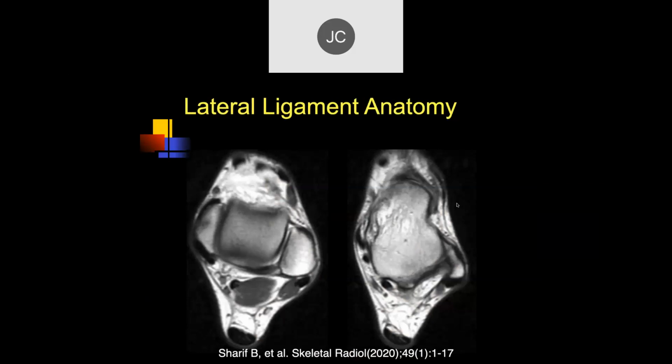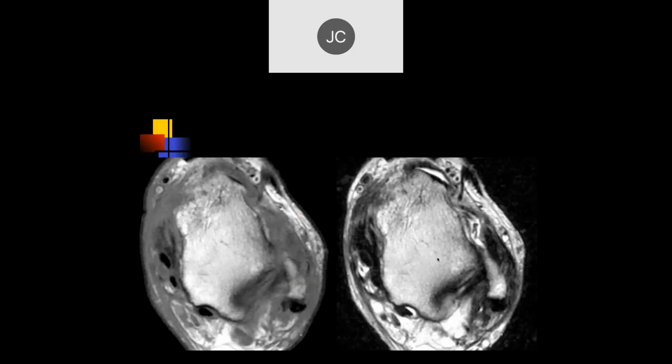If we look at an MR examination, up at the level of the top of the talar dome, we can see the anterior inferior tibiofibular and the posterior tibiofibular ligaments, the anterior talofibular ligaments, posterior talofibular ligaments. I'm very familiar with this, so I don't think we need to spend a lot of time on it.